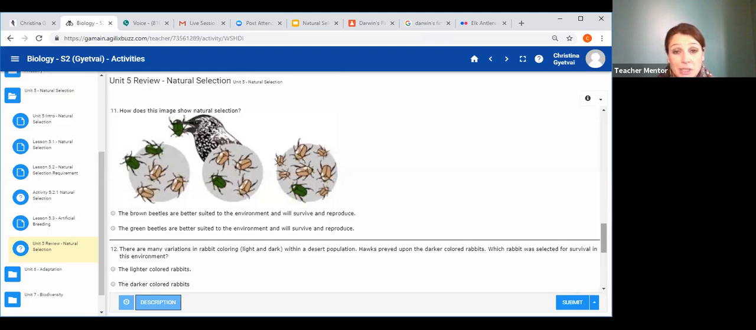Well, this series of pictures is going to show us that the brown beetles are going to be better suited because they can blend in more, they can be camouflaged a lot easier than the green beetles. So the brown beetles are better suited to the environment and will survive and reproduce.